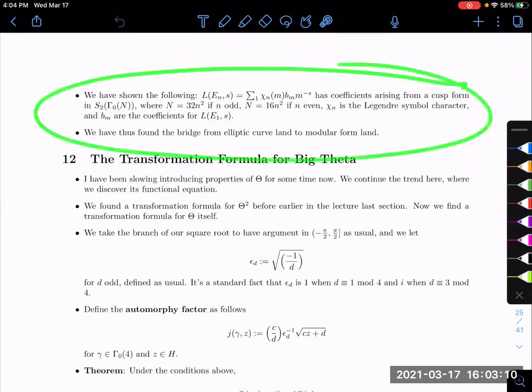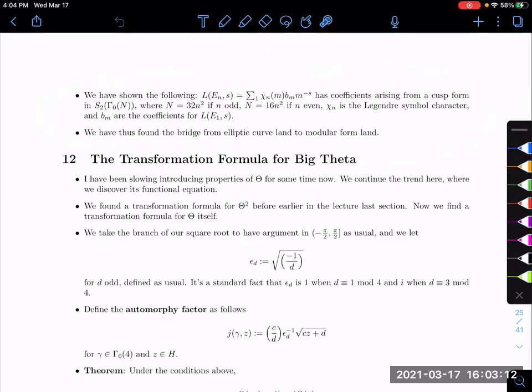And the reason for that boils down to this theorem that we came up with last time. It says that the L function of a congruent number elliptic curve, which we already knew was the sum from 1 to infinity of this Dirichlet character chi sub n evaluated at m times b sub m to the negative s, where these b sub m's are the coefficients of the L function of E1.